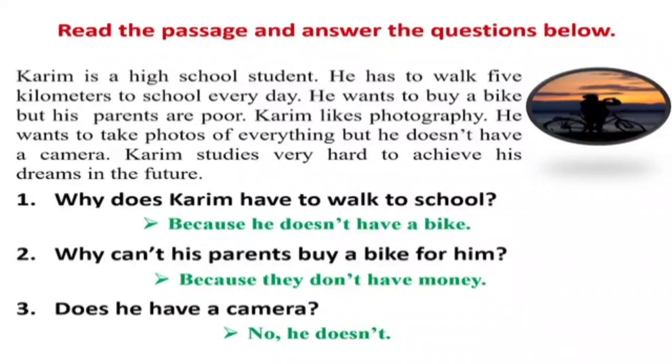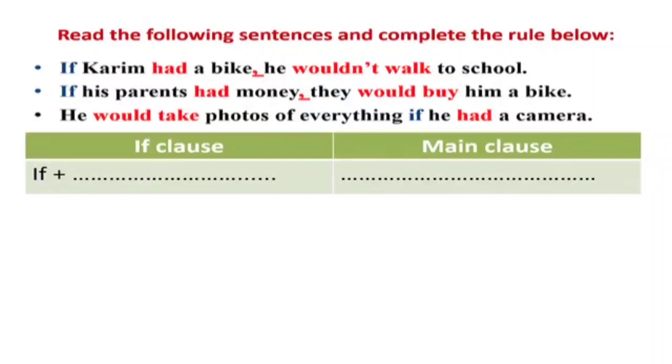Okay, very good. Okay, now I'd like you to read the following sentences and complete the rule below. So in conditional sentences we have 2 clauses. We have if clause that starts with if and the main clause that would be the result. So we have condition and the result. So I'd like you to read these sentences and complete this table with the rule.